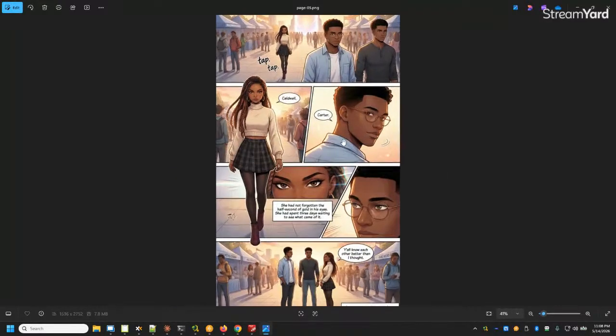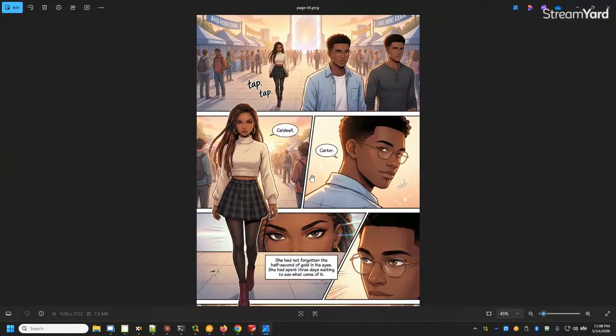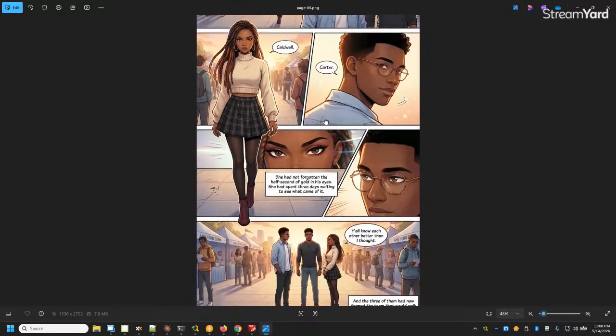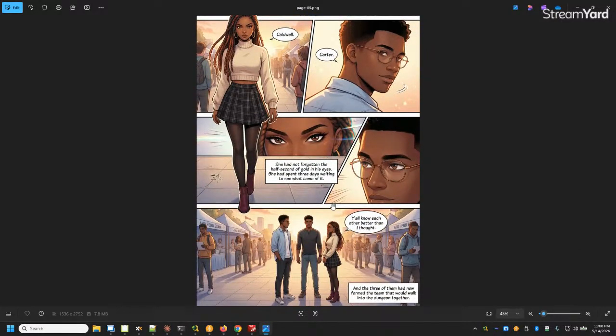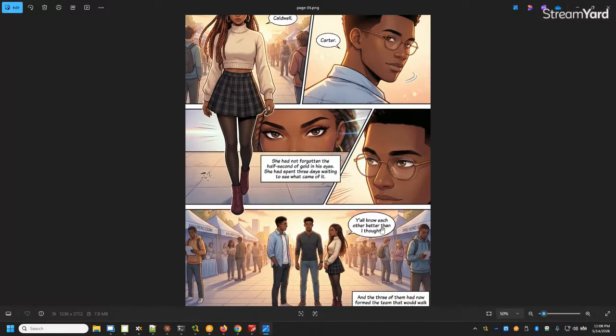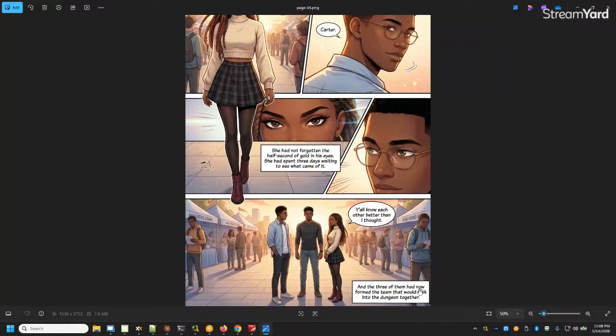All right, and there's Imani, Caldwell, Carter. She had not forgotten the half second of gold in his eyes. She has spent 3 days waiting to see what came of it, whatever that means. All right, y'all know each other better than I thought. And the three of them had now formed a team that would walk into the dungeon together.